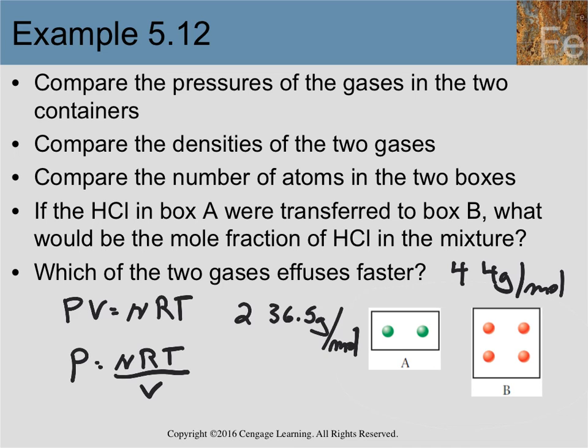Okay, next you want to figure out what would be the mole fraction if you transferred all the HCl in A to box B. So I'll let you think about that. Okay, so you'd have a total of 6 moles in B, and 2 of those moles would be HCl. So that would give you a mole fraction of about 1/3. And finally, which of the two gases effuses faster? For that one, the lighter the molecule, the faster it effuses, so the answer to that one would be B.